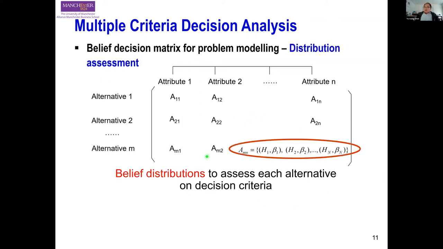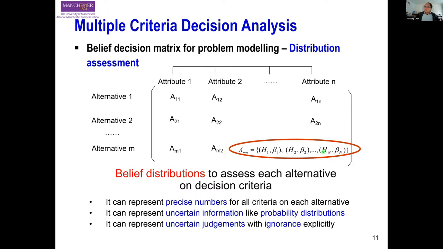So back to the flaw of averages I discussed previously. In the research conducted by myself and some colleagues in the Decision and Cognitive Sciences Research Center in the Business School, we propose to extend the decision matrix to a belief decision matrix. In this belief decision matrix, we use a discrete distribution to capture assessment information for some criteria. So the discrete distribution can represent, of course, precise numbers. It can also represent uncertain information, like probability distributions. Also uncertain judgments, even with ignorance.